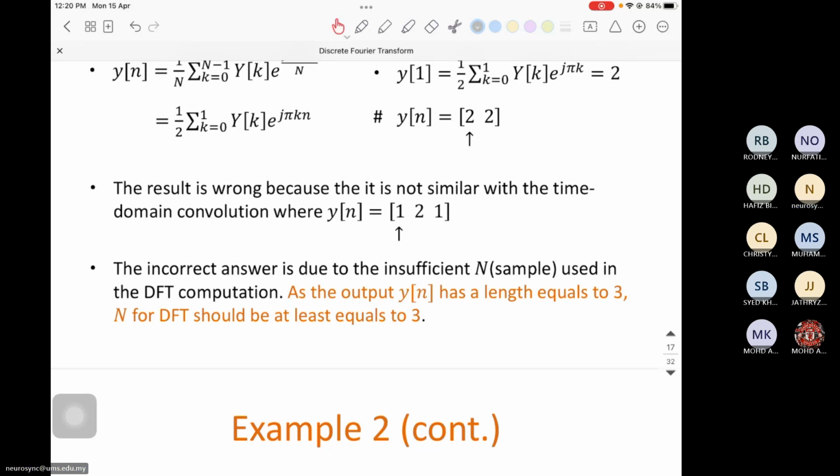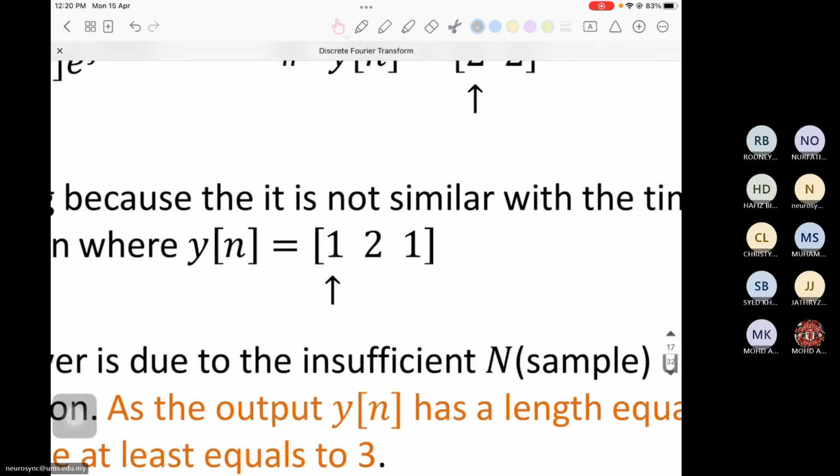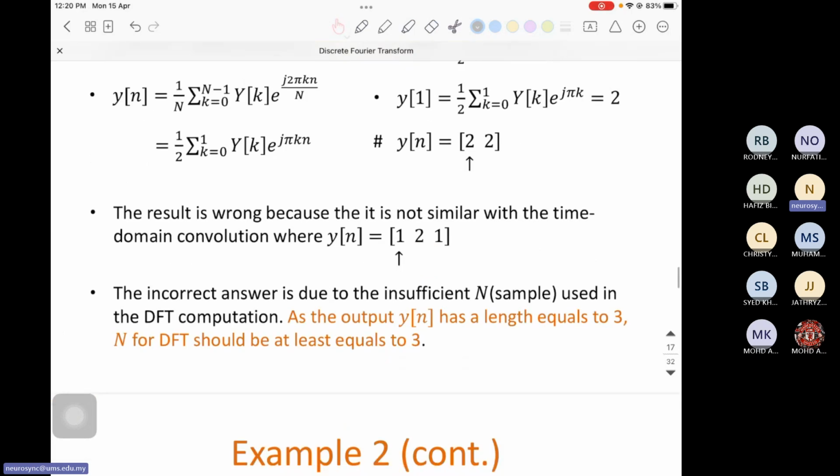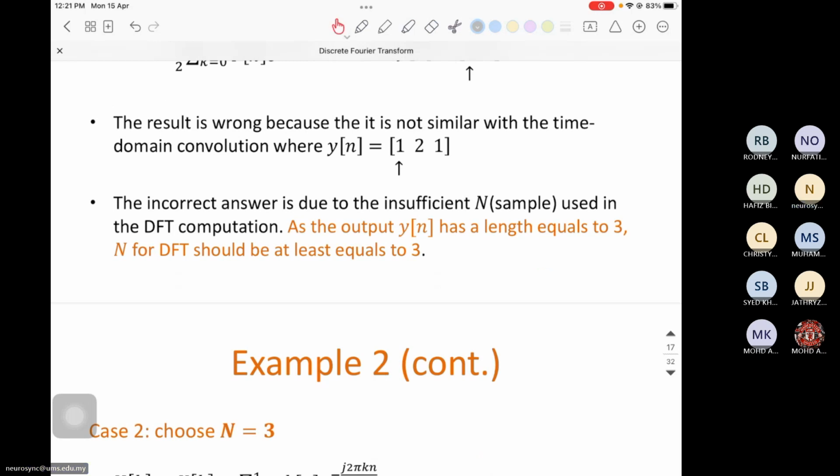So the output y of n has length equal to 3. Okay. So at least we should consider the sample size equal to 3 to get the correct answer. Okay. So this thing you need to understand here. The choice of sample size is very important. This is equal to 3. You need to consider at least 3.